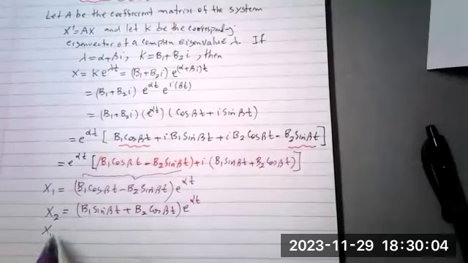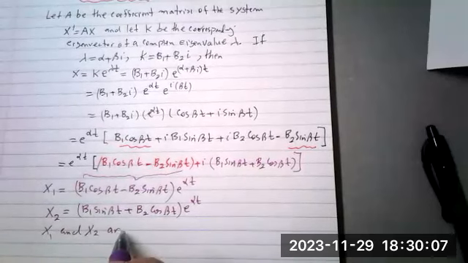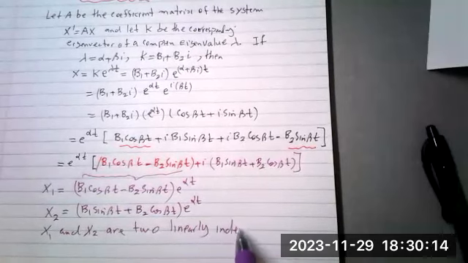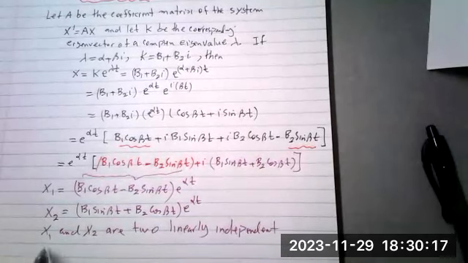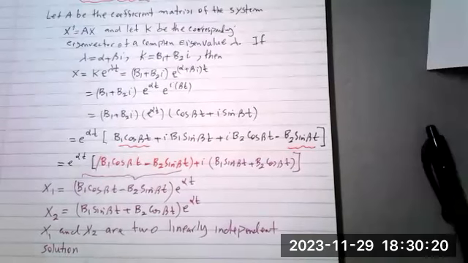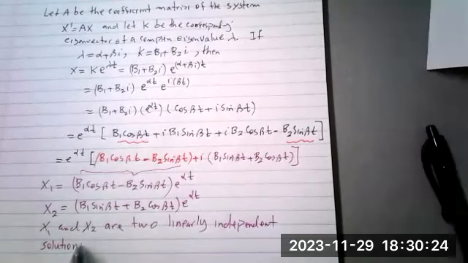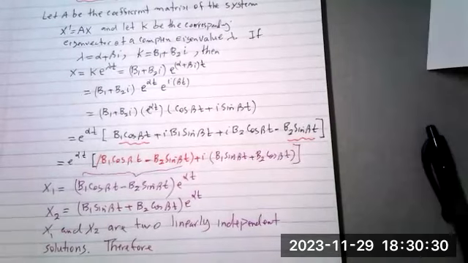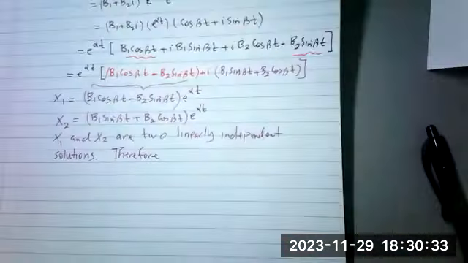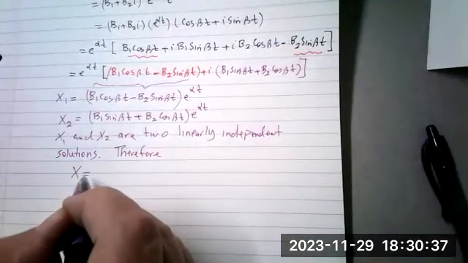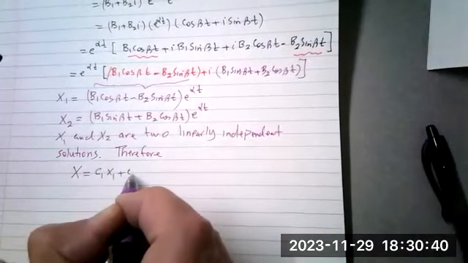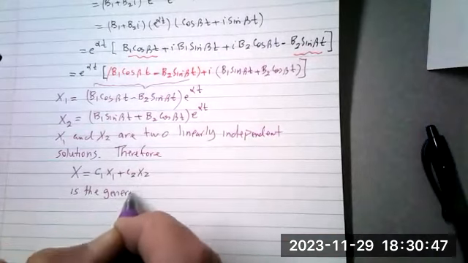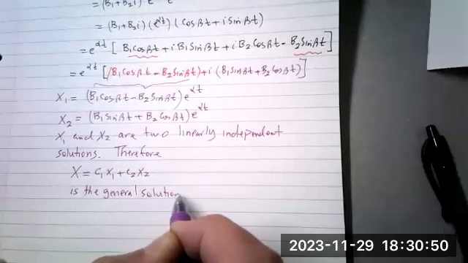Okay, so x1 and x2 are going to be linearly independent solutions. Remember, we talked about the Wronskian not equal to zero, this type of idea. Therefore, the general solution of the system is going to be the following. X is equal to, again, C1 x1 plus C2 x2, is the general solution of the system.